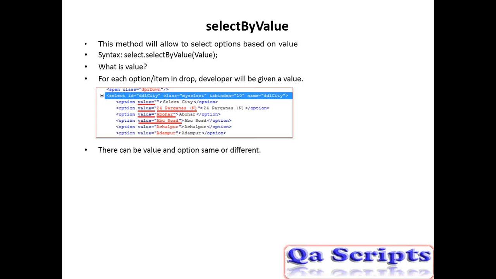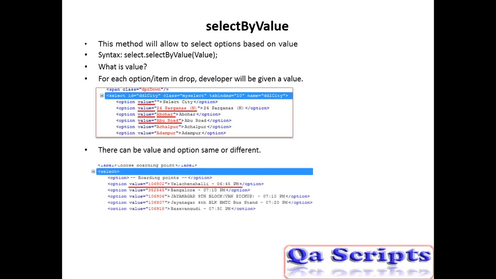There can be value and options same or different. As I was explaining, the options as well as value can be same or different. It depends upon the developer. What is the use of select by value?